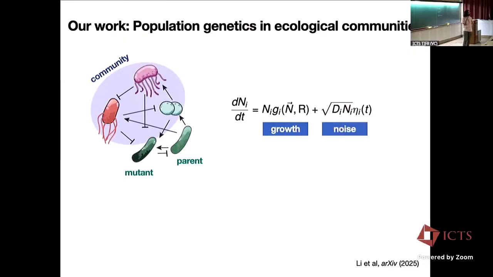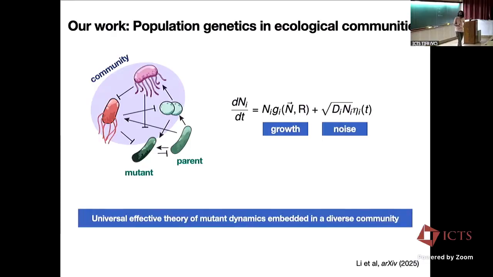And it's also going to be given by some birth-death noise, which also depends on, of course, how many individuals you have. And so what we have is a universal effective theory of the mutant dynamics embedded in this diverse community. When I say diverse, what I mean is that the number of species in the community is very large. Okay, and what I mean by universal is that this g sub i can be your favorite ecological model. There's very few restrictions on this.